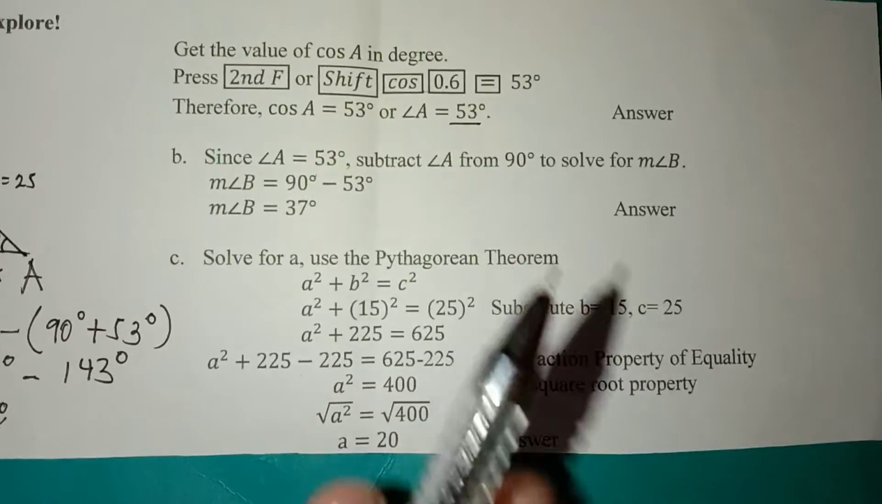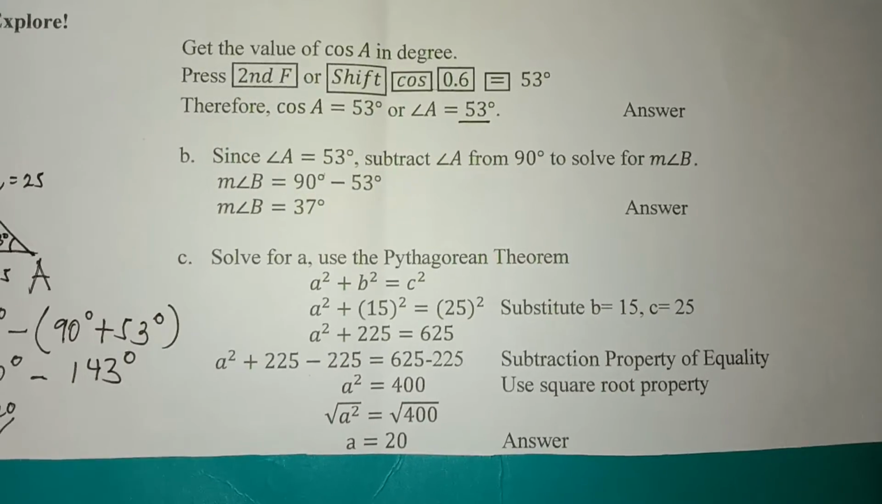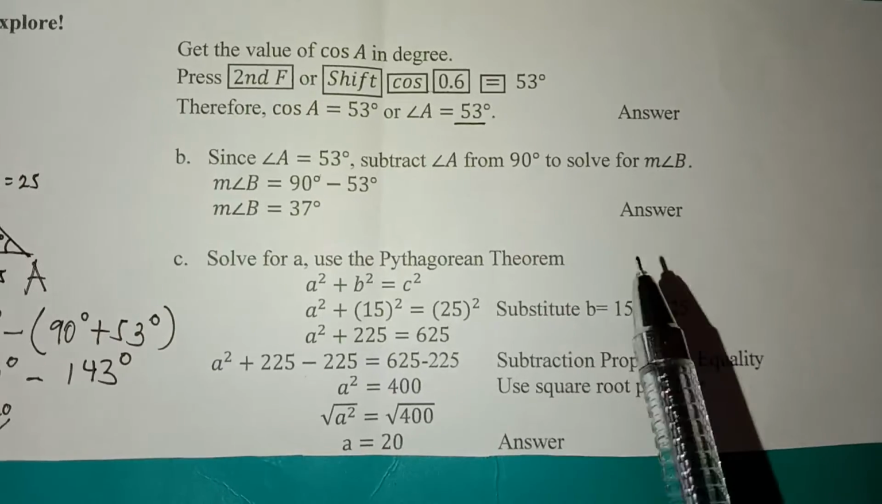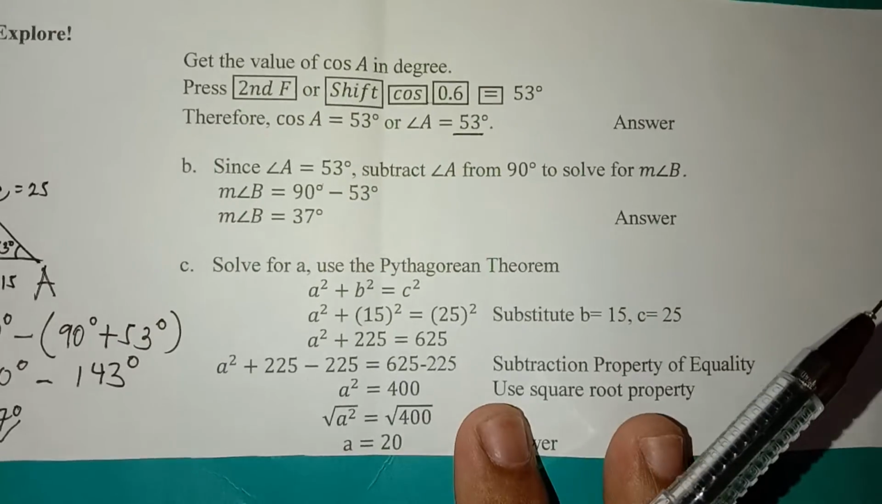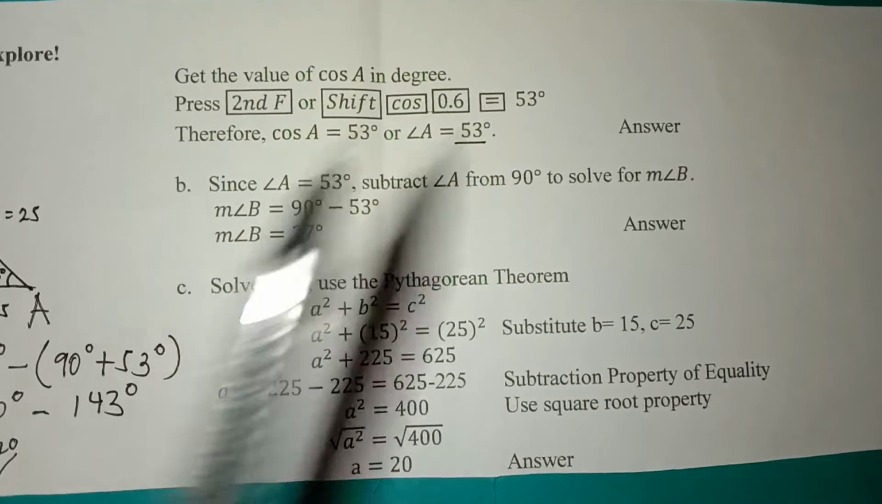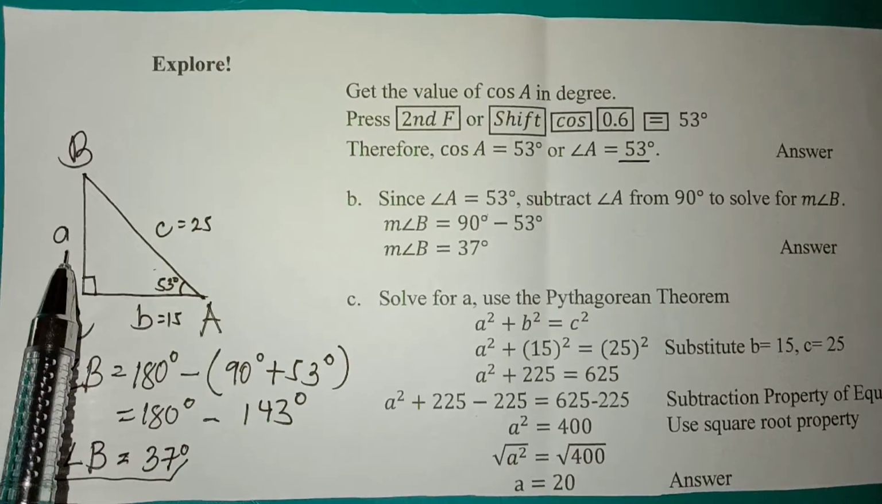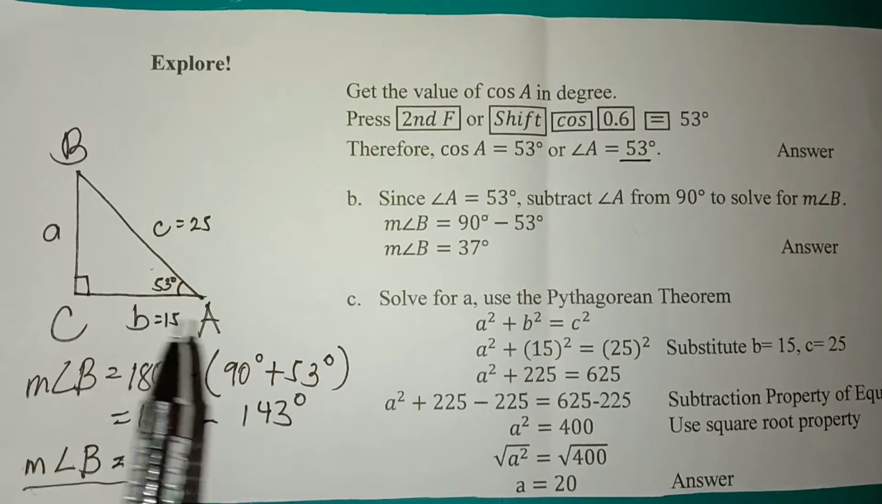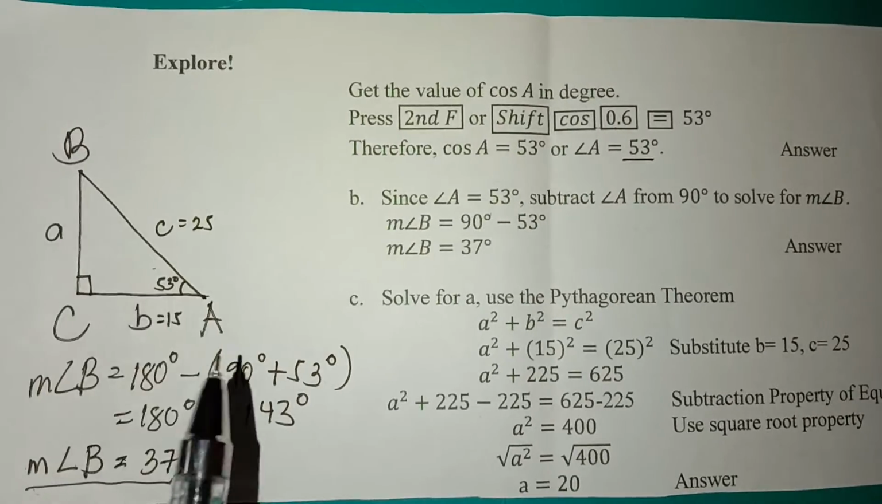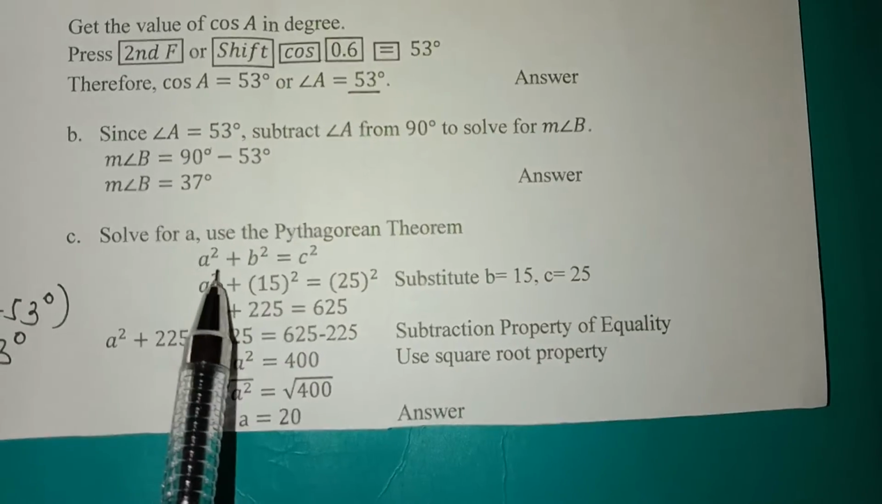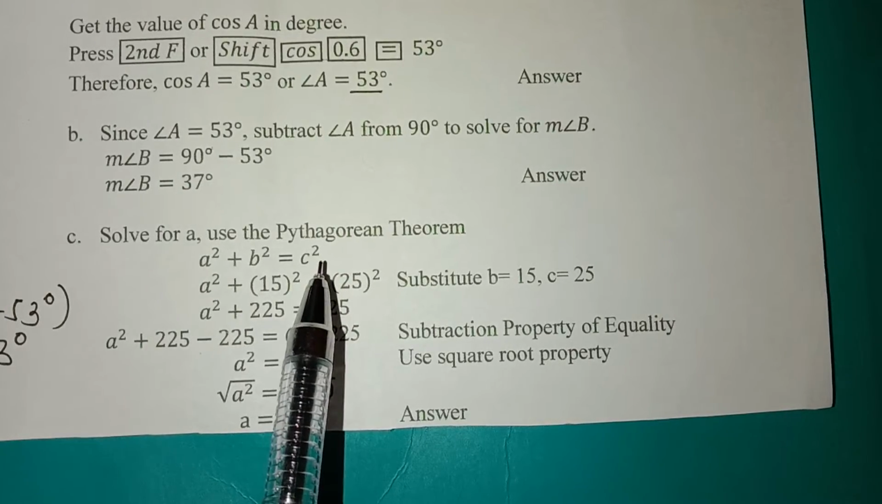Okay, let's go now to letter C. Solve for A by using the Pythagorean theorem. So, you are familiar with the Pythagorean theorem, right? In order to solve for the A, as you can see, A is a leg, another leg is the B, C is the hypotenuse. This is the formula: A squared plus B squared equals C squared.